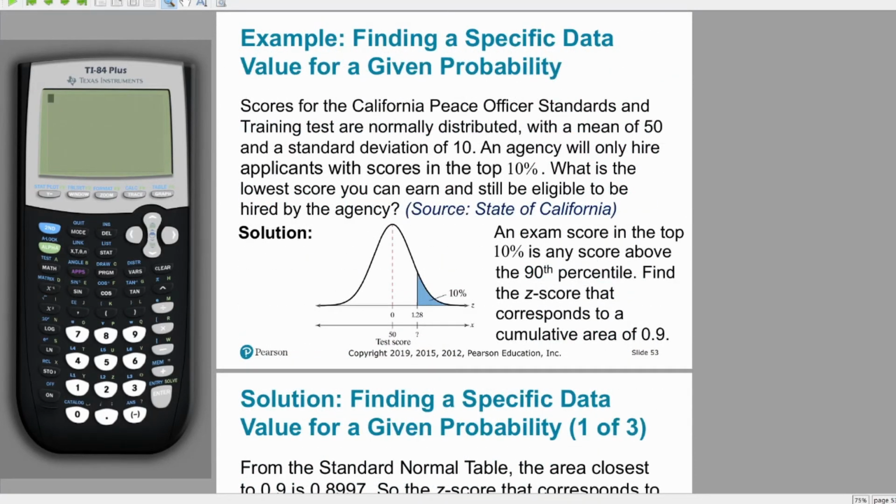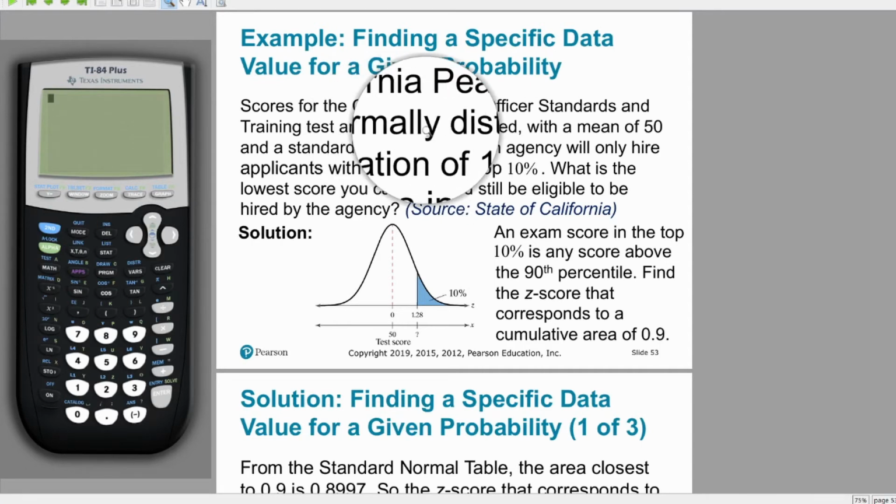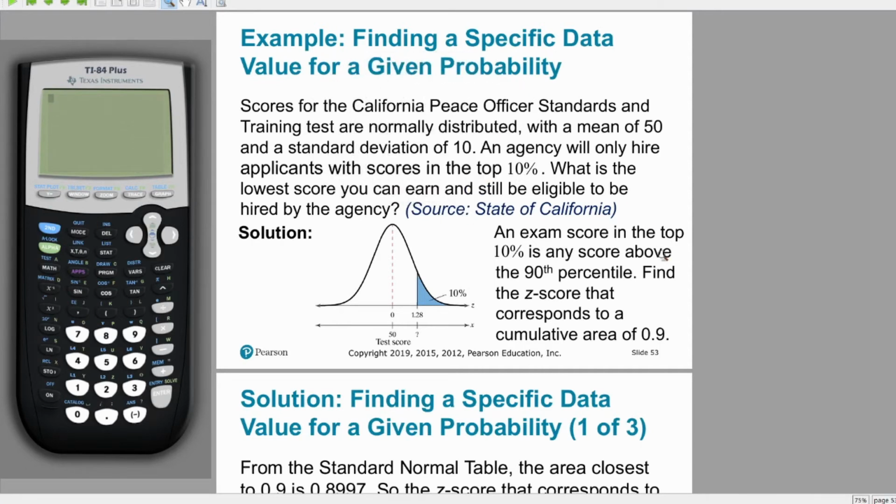For our last bit here, instead of talking about z-scores, we're going to look at how these things work for general distributions, where here we're talking about police officer safety standards, where they have a mean of 50 and a standard deviation of 10. So this is an approximately normal distribution, because it's testing. Usually we build tests to be normal. And we want to find the cutoff for the top 10%.